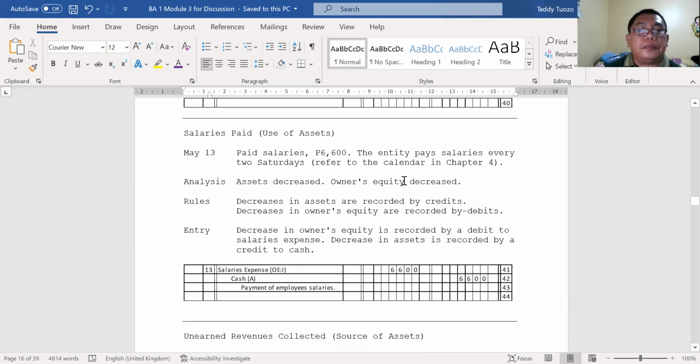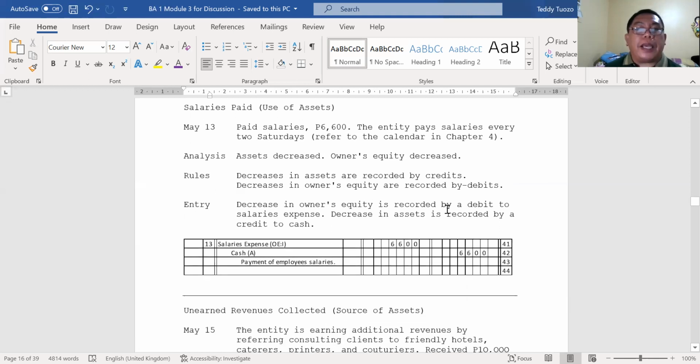Next, May 13, paid salaries for 16,600. The entity pays salaries every 2 Saturdays. Refer to the calendar, that is already in chapter 4. So salaries were paid. The value received there is the work done by your employees. So that is a salaries expense.